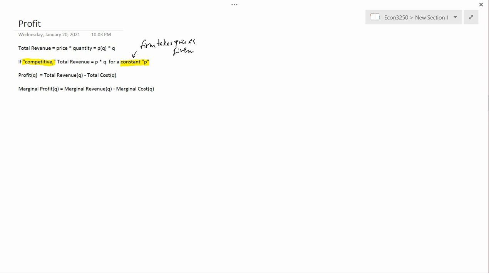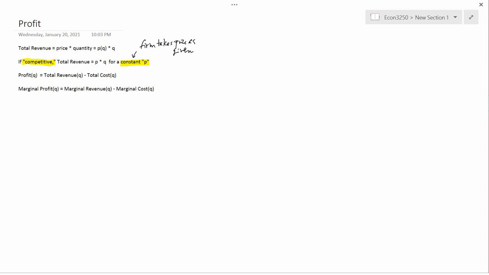The tool that the firm has to affect things is its choice of Q. But if P doesn't depend upon Q, and in a competitive situation, P doesn't depend on Q, then the firm can't affect P. So that's the sense in which we say that the firm takes price as given. It means the firm can't affect it.